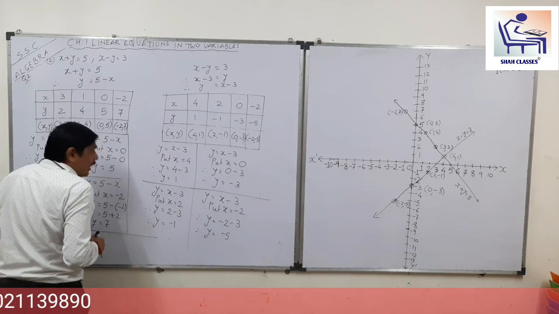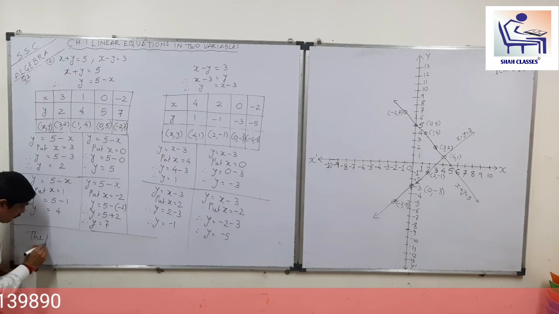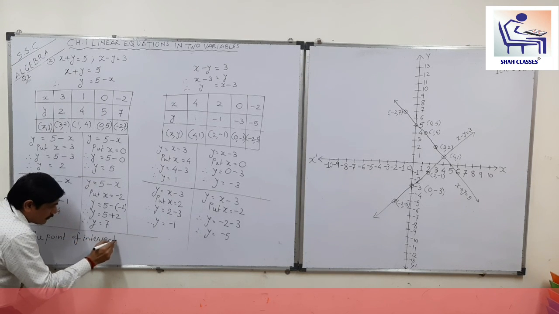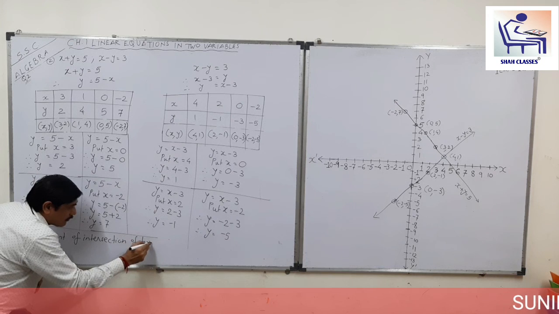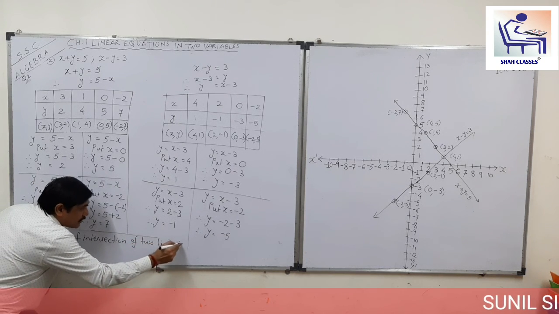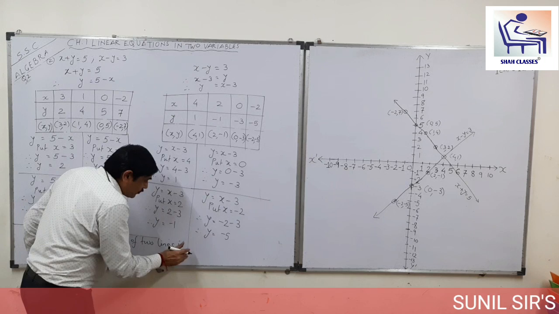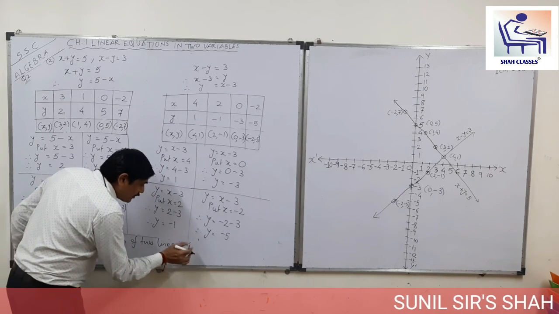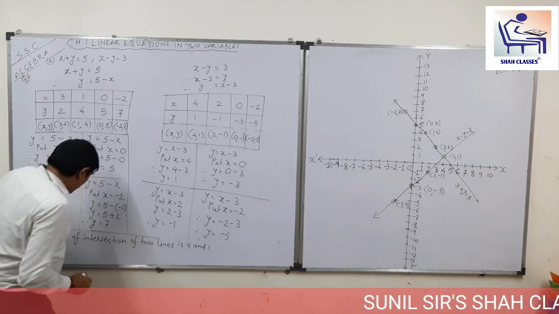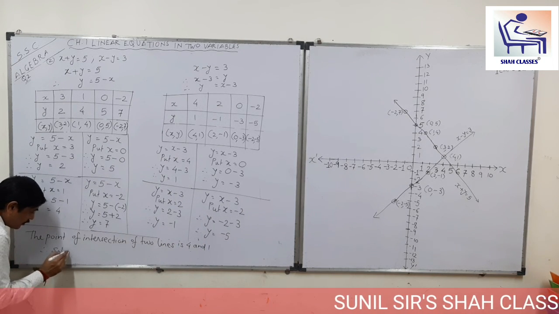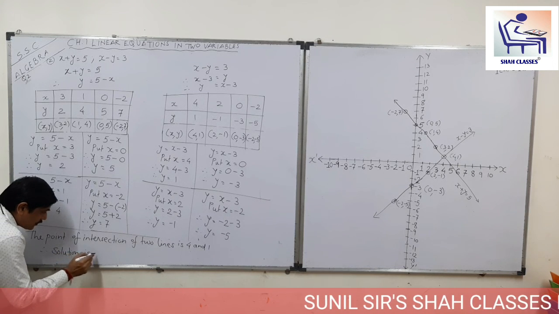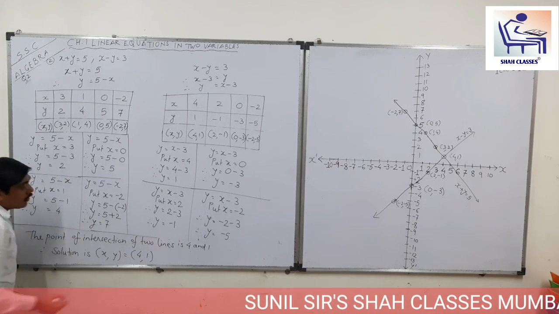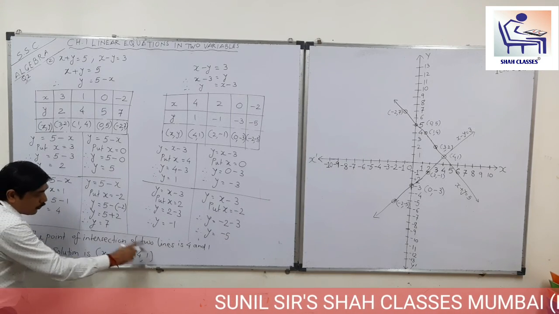So we have to write the final answer: the point of intersection of two lines is 4 and 1. Therefore, solution is x comma y is equal to 4 comma 1.